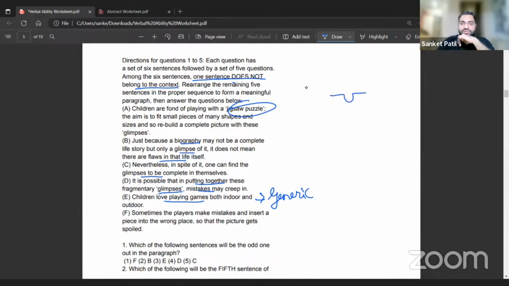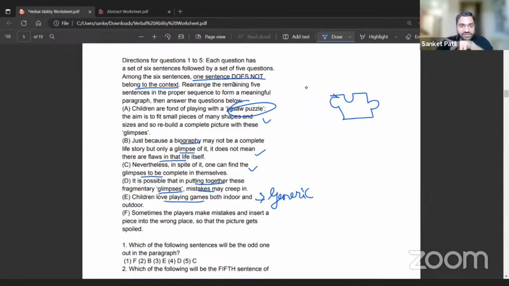Something related to a jigsaw puzzle must be something that fits in, right? Something has to fit in there. So let's see what they are trying to put together. So the jigsaw puzzle one, so A sentence will come, B does not complete, does not have flaws in life. Okay, even this makes sense. Nevertheless, in spite of, one can find glimpses. Okay, glimpse, so even this is true.